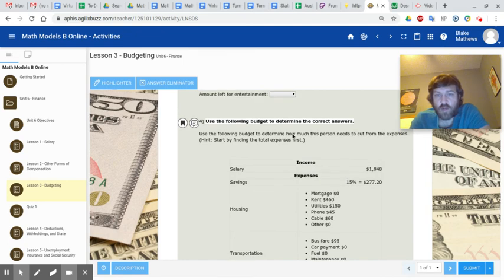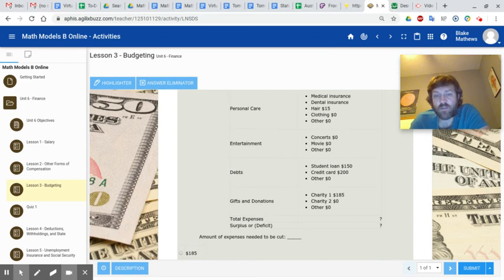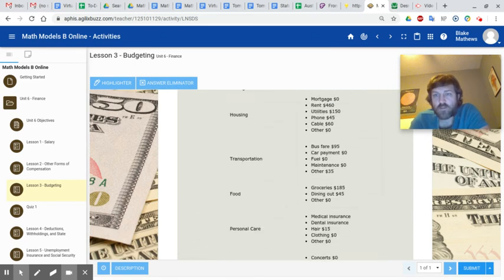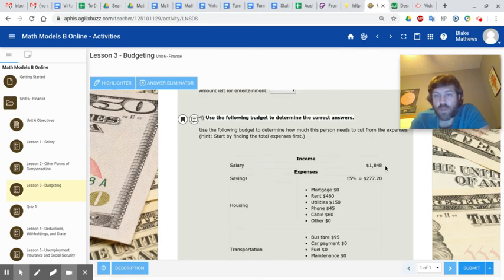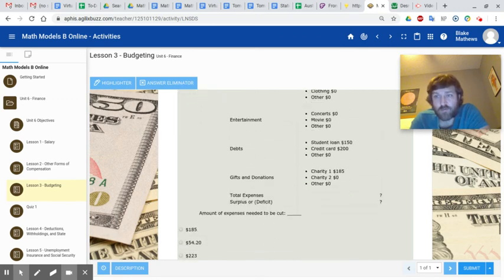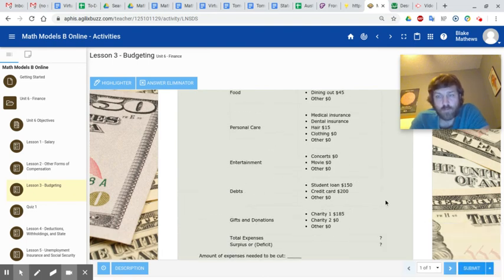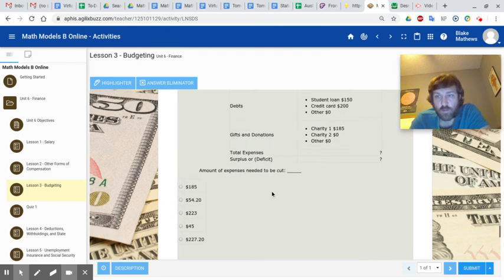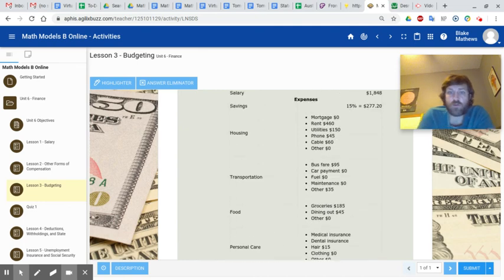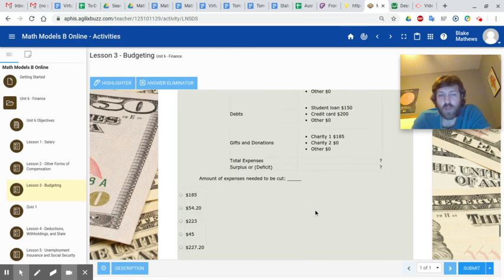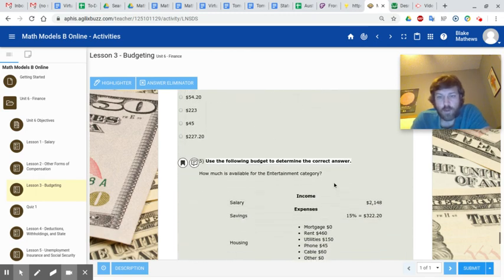Let's see this next one. Use the budget to determine how much this person needs to cut from expenses. They've already given us everything. So we need to add up all of our expenses, subtract them from our salary, and the answer is going to be a negative number because this person is actually spending more than they are making. So they need to cut their spending, and we need to know how much. That negative answer you get when you do salary minus all of this is the amount you need to cut.